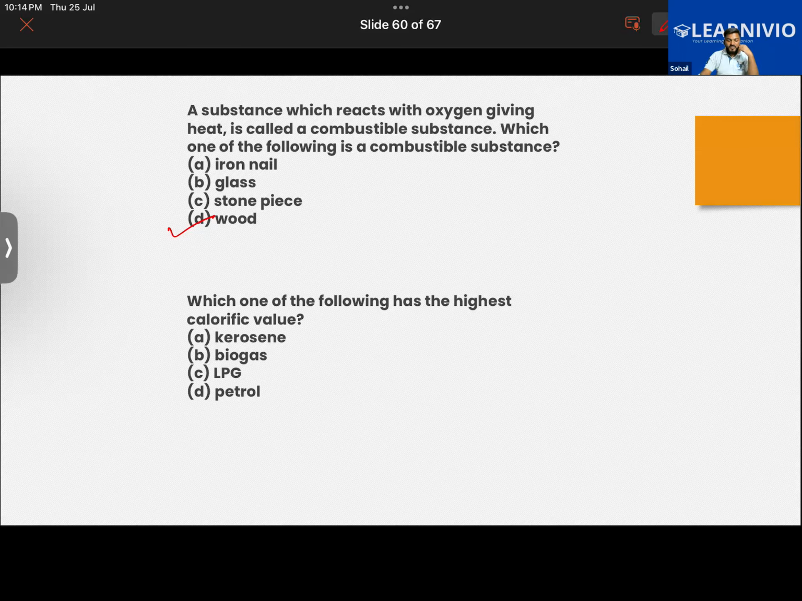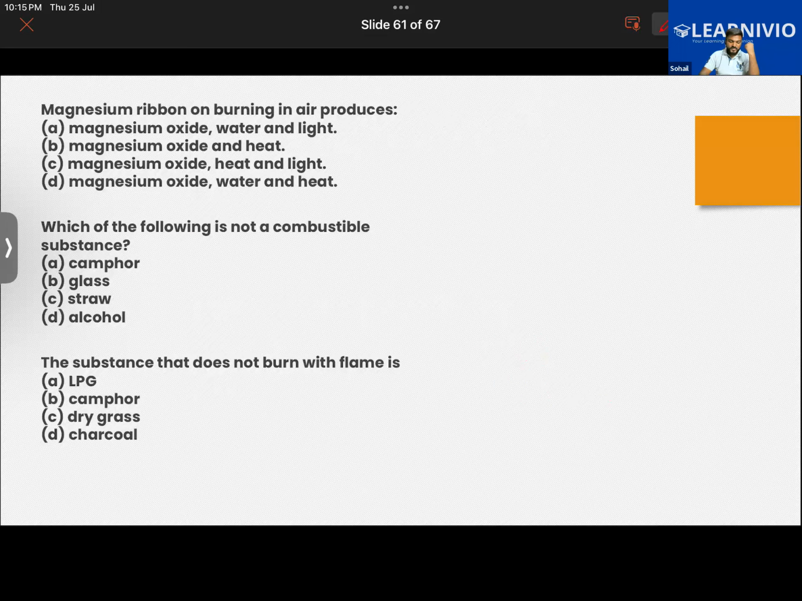After LPG, if I were to ask you which one has the next highest calorific value, you have petrol. Keep that in mind. After this, you have biogas, and then kerosene. So in order, it is LPG, petrol, biogas, and then kerosene.